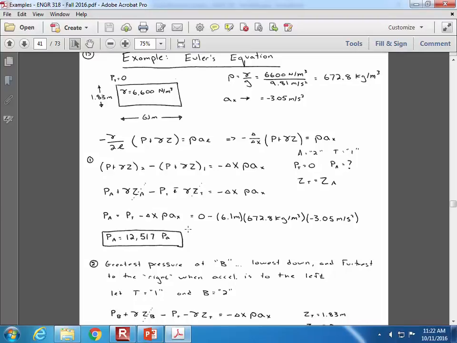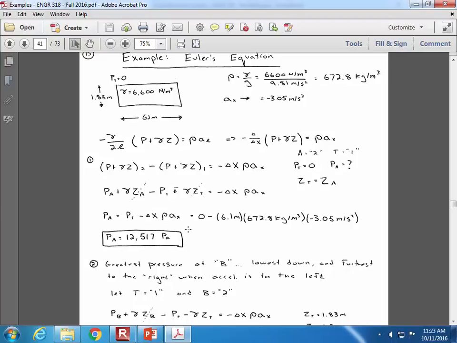All right, so what can we cancel out? We can cancel out this term, the gamma Z sub B, because we've already said Z sub B is 0. Okay, so that's gone. Therefore, the pressure at B is P sub T plus gamma Z sub T minus delta X, density, acceleration in X. Okay, just moving things around algebraically.